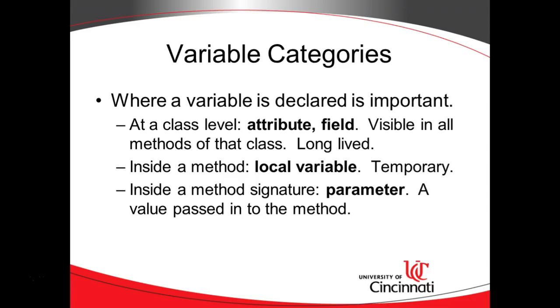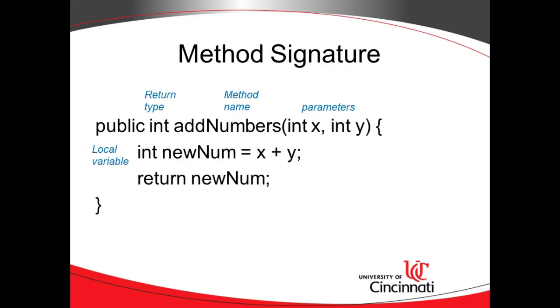So put things there that aren't attributes but are temporary calculations that you want to store for just a short term. Now we also have a concept called a parameter. A parameter is a variable that's in a method signature, and it's there to receive values that are passed to this method, often from another method during a method call. So let's take a look at this method signature here. We have public int addNumbers, int x, int y, open curly, close curly.